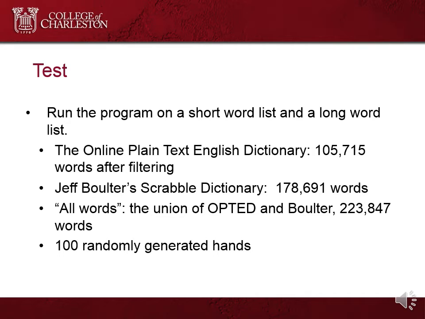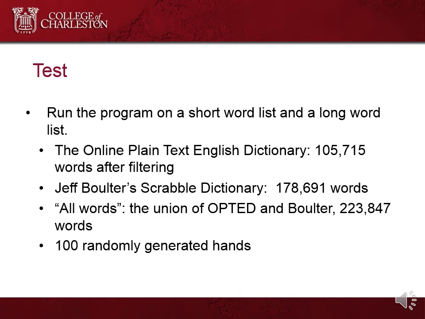This list was one file and appeared to only have unique entries, so I did not process it in any way. After running my test with these two word lists, I decided to try it on an even longer word list, the set of all unique words, or the union of the OPTED and Bolter's word list. This list had about 223,000 words.